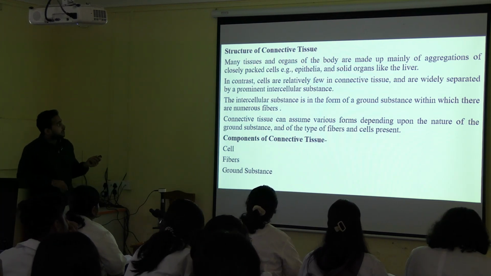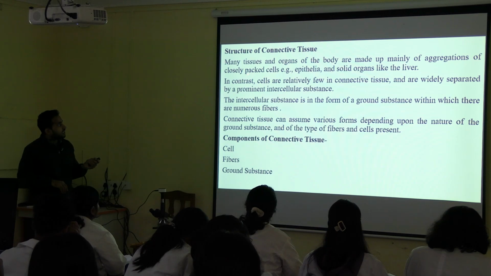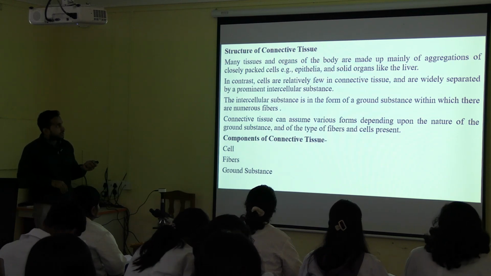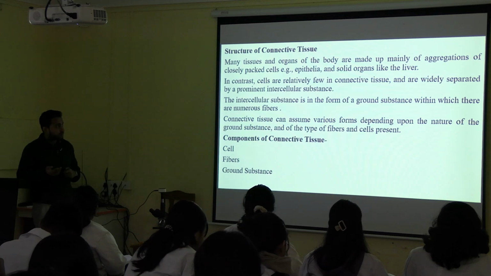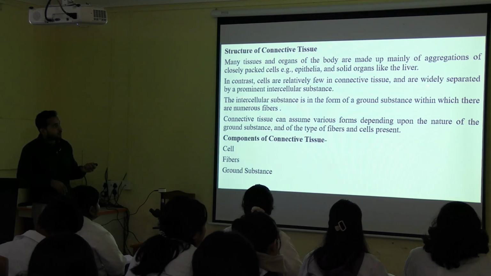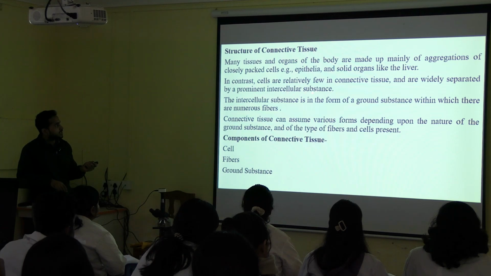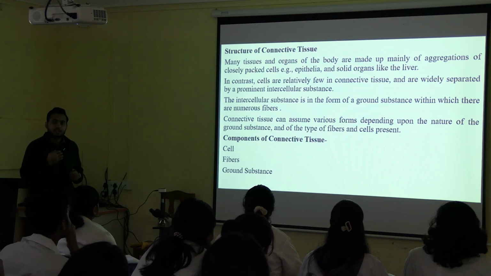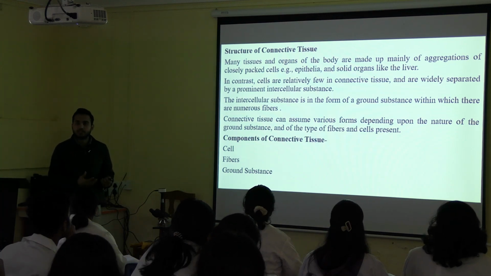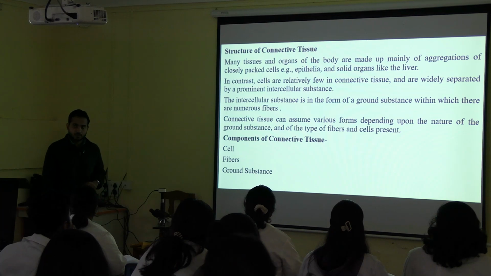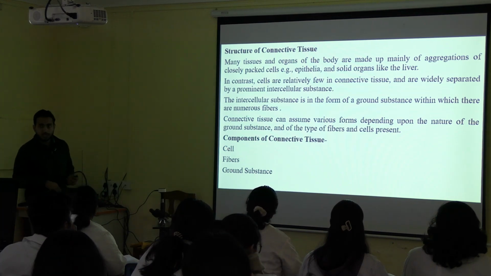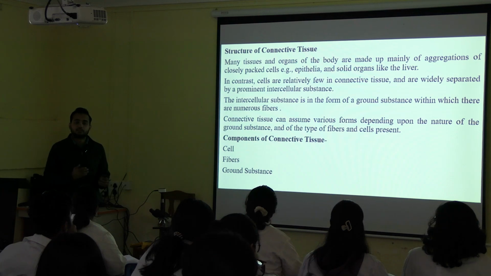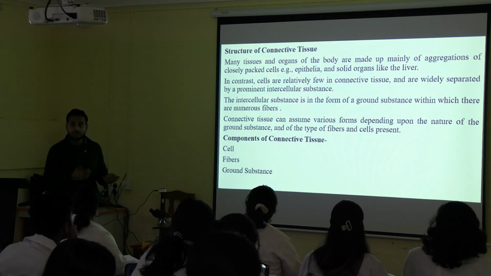Now, many tissues and organs in the body are made up mainly of aggregations of closely packed cells, for example, epithelia, solid organs, liver, etc. In contrast to that, in connective tissue the cells are widely separated and a prominent intercellular substance is there. This substance is in the form of ground substance within which the fibers and the cells are present. So that is the orientation of the connective tissue, how it is present in our body. As I said, these are the components. Now I will show you a schematic diagram of connective tissue, so that whatever we have discussed, you will understand by looking at the diagram.